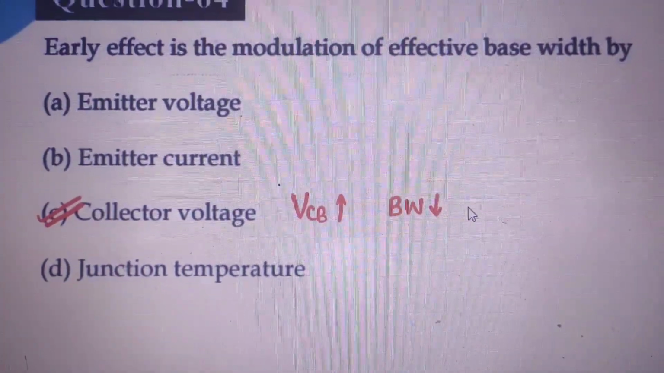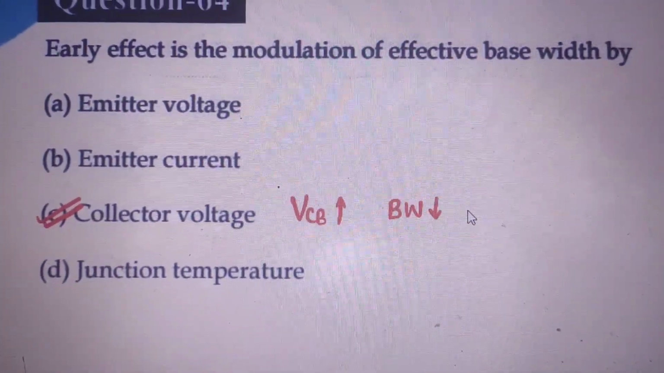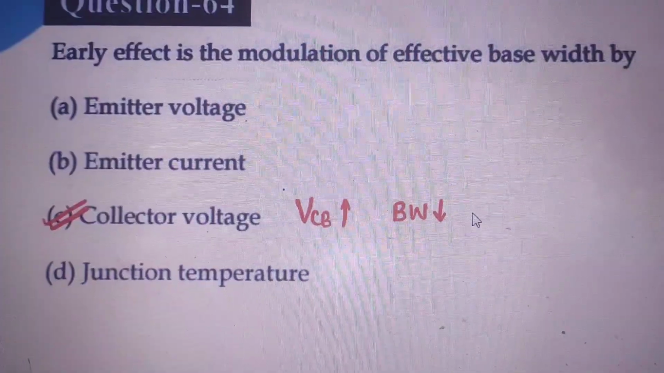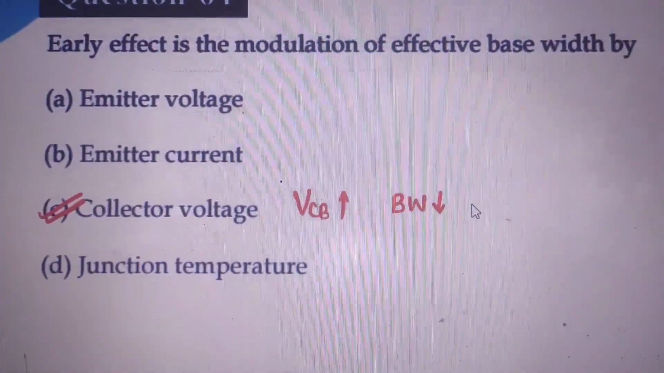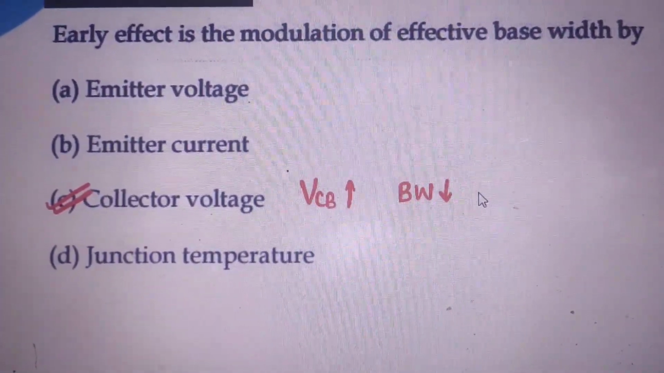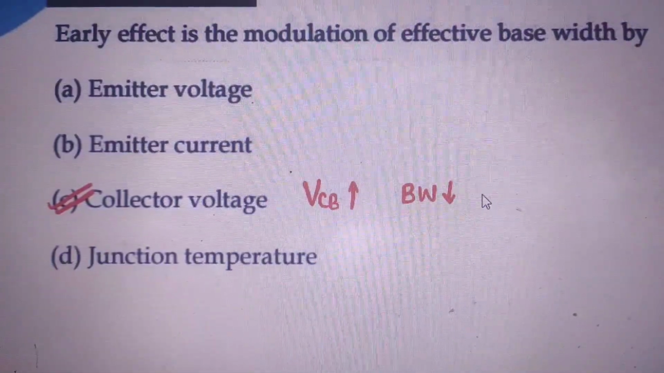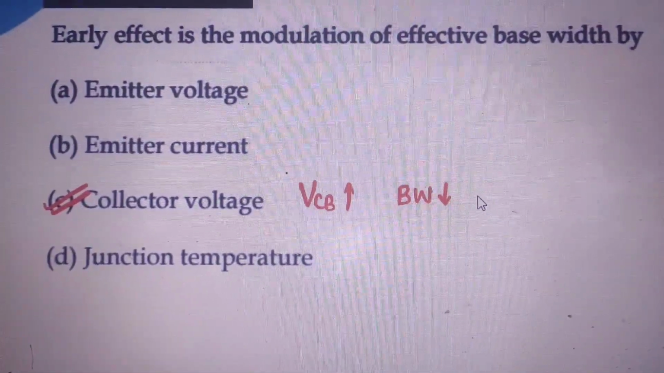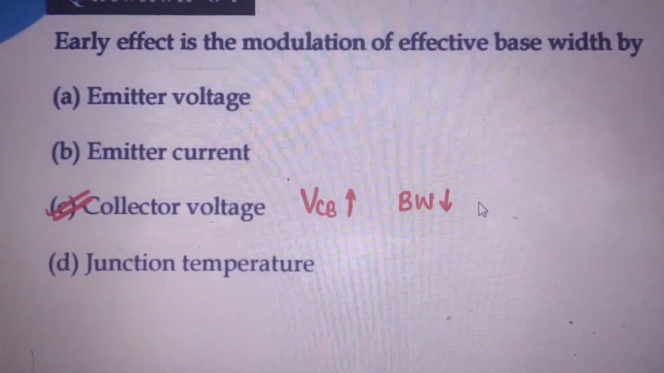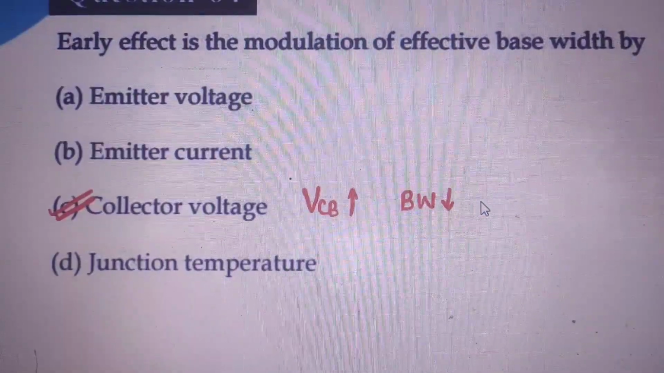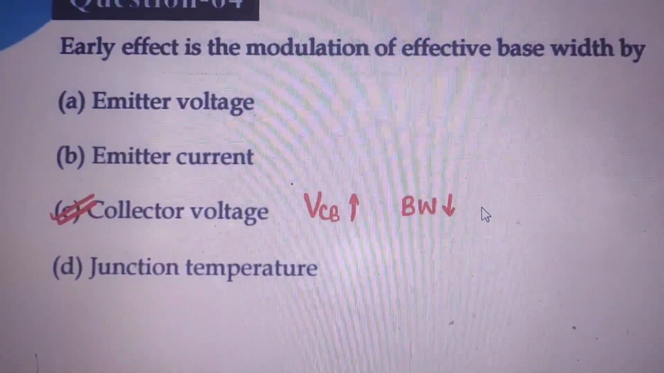Early effect is a modulation of effective base width by collector voltage. Early effect makes the base width narrow. Base width narrow means the base width decreases when collector to base voltage increases.